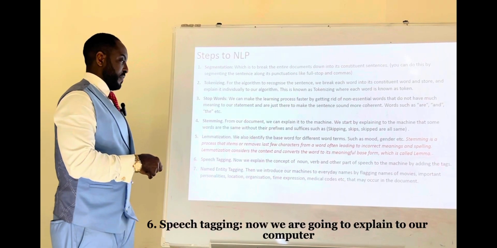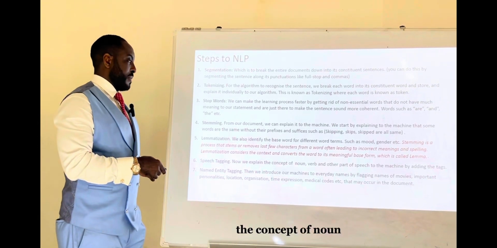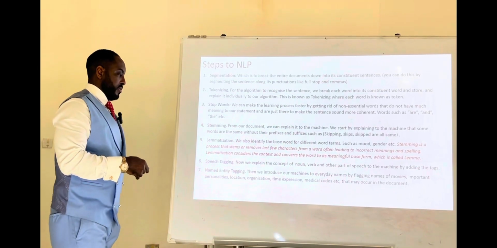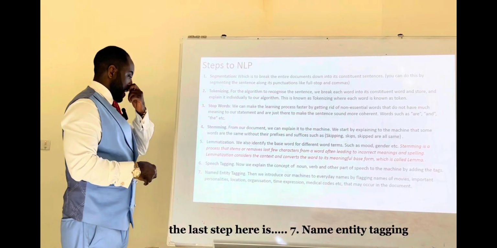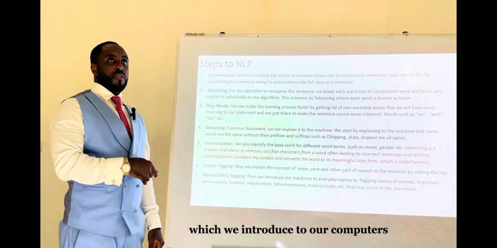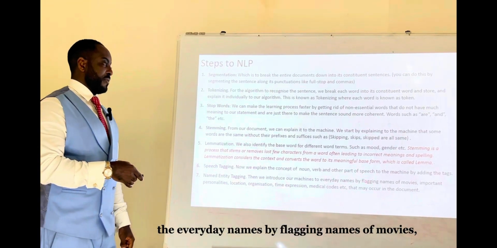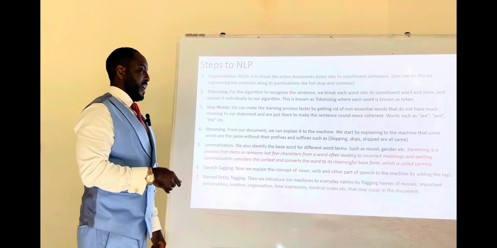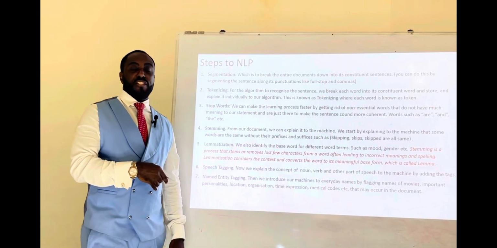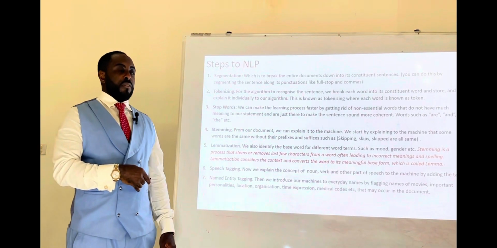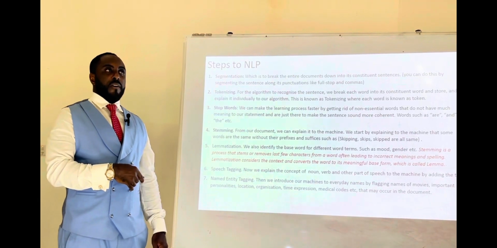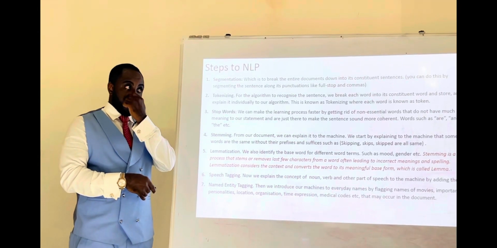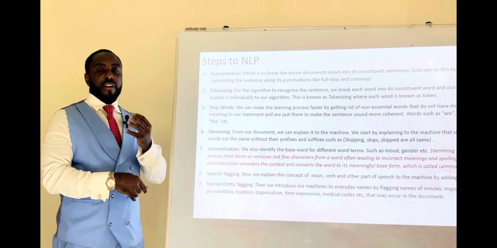Next, parts-of-speech tagging. Now we explain to our computer the concept of nouns, verbs, and other parts of speech by adding tags. The last step here is named entity tagging, which introduces to our computers the everyday names by flagging names of movies, important personalities, locations, organizations, time expressions, medical codes, etc. that are not naturally known. Let's assume you're trying to tell your computer about Nigeria, and Nigeria is not on Google or the internet. So Nigeria is a country in Africa.